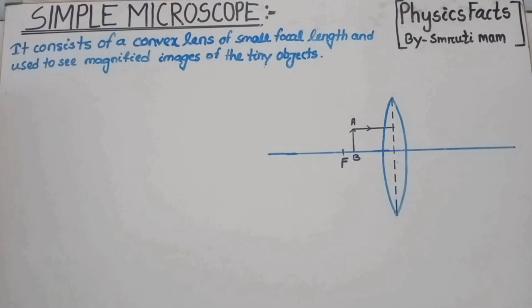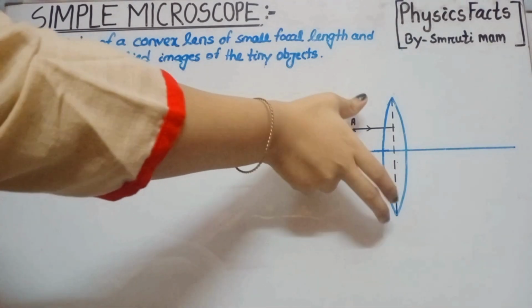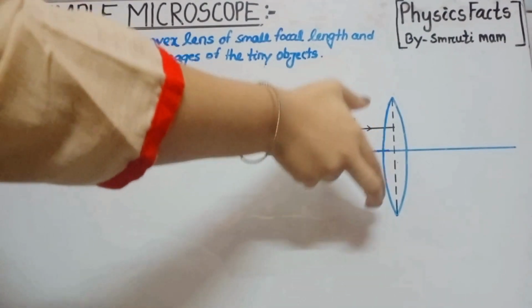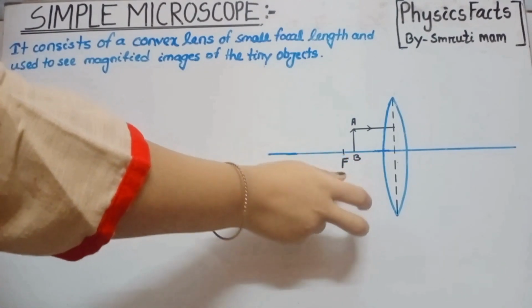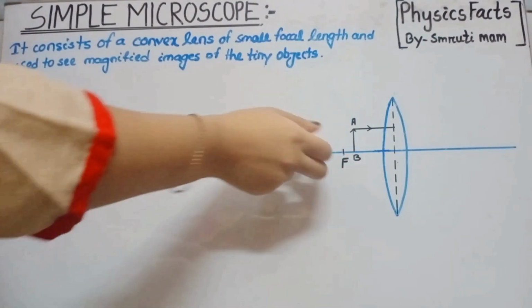Simple microscope is consisting of a convex lens of small focal length which is used to see magnified image of teeny object. इसका मतलब हम जो सिंपल माइक्रोस्कोप की बात कर रहे हैं ये क्या है? It consists of single convex lens. एक convex lens है जिसका फोकल लेंथ बहुत कम है और इसका काम क्या है? It magnifies the image of small object.